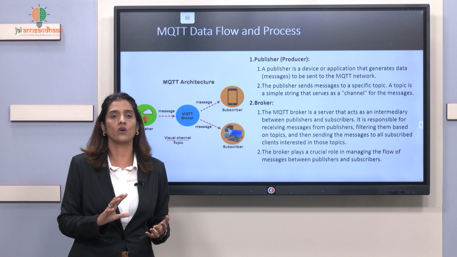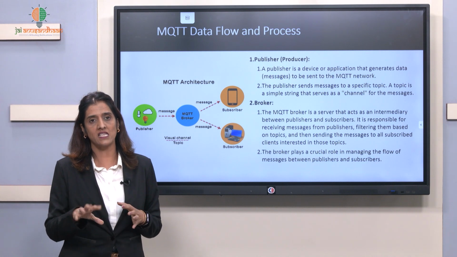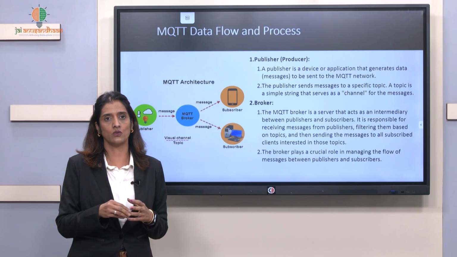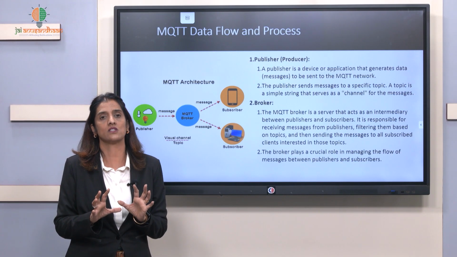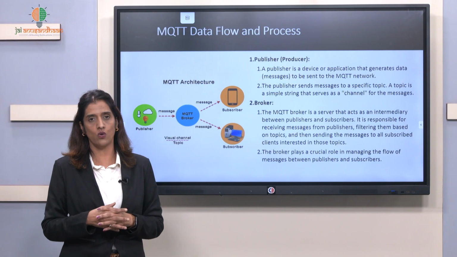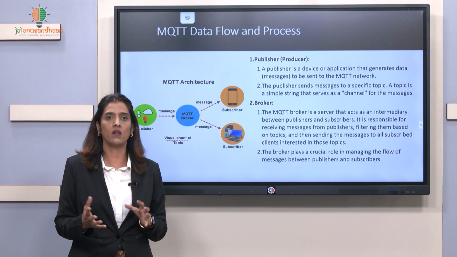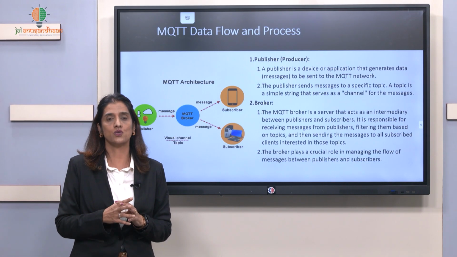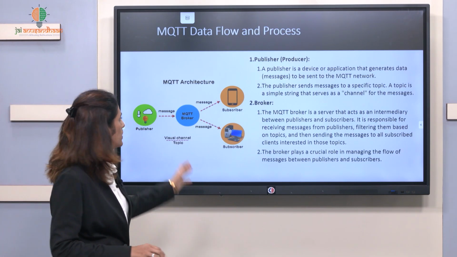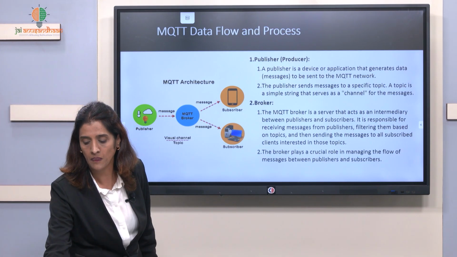In MQTT you will get local as well as global setups. The local setup is used to send the data on your local network, whereas the global setup is used to send the data from the device to the cloud. So this is how MQTT works.